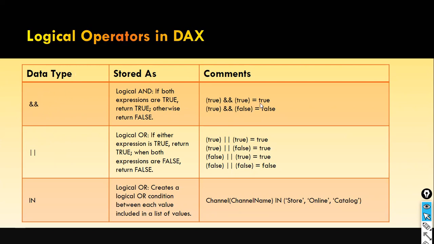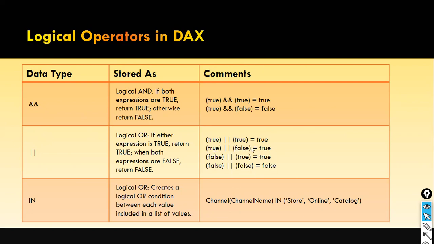So true and true is equal to true. This is a truth table, okay? And true and false is false. False and true is false. You remember that in the case of the and operator. In the or operator, true or true is true, false or true is also true. If any one of the conditions is true, then it will become true. If both of them are false, then it will be false.